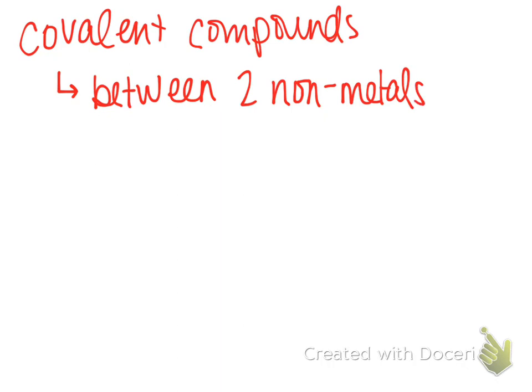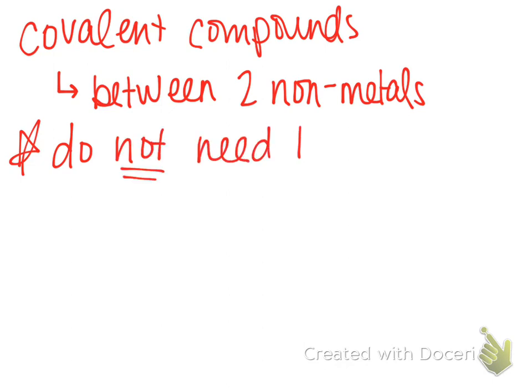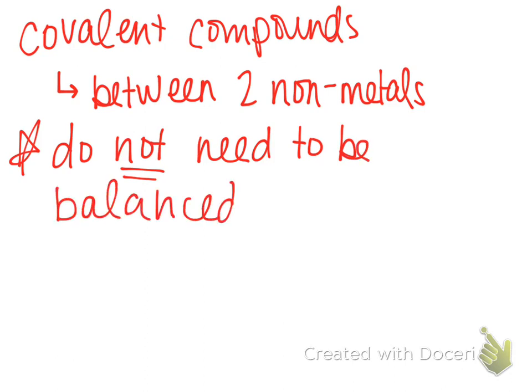If they're between two nonmetals, what does that mean both their charges have to be? Negative, right? That means they both have negative charges. So can we ever have a balanced formula if they're both negative charges? No. So the good thing about covalent compounds is that they do not need to be balanced. In that aspect, I think it's much easier to name covalent compounds because we don't have to worry about balancing the charges.